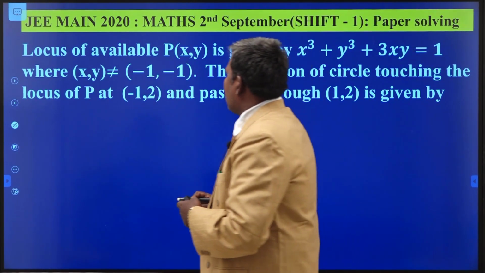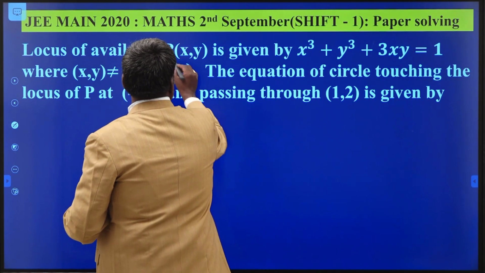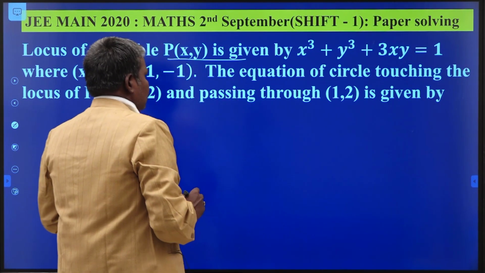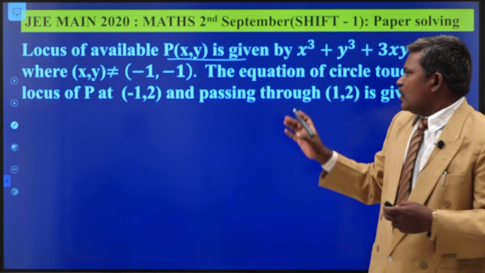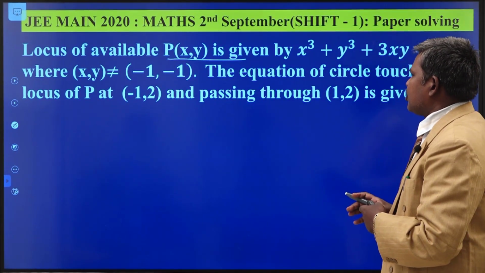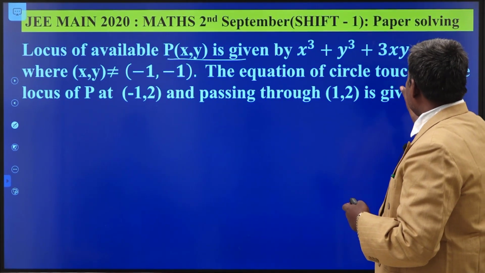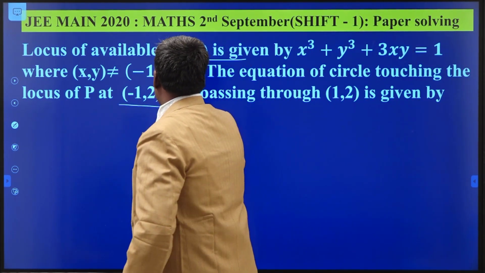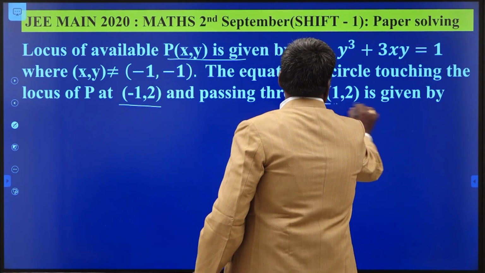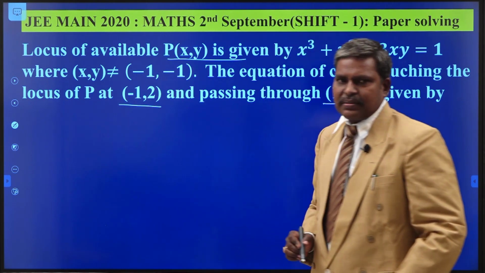See this one. The locus of a variable point P (x, y) is given by x cube plus y cube plus 3xy equals 1, where (x, y) is not equal to (minus 1, minus 1). The equation of the circle that touches your locus at the point (minus 1, 2) and passes through the point (1, 2) is given by what?